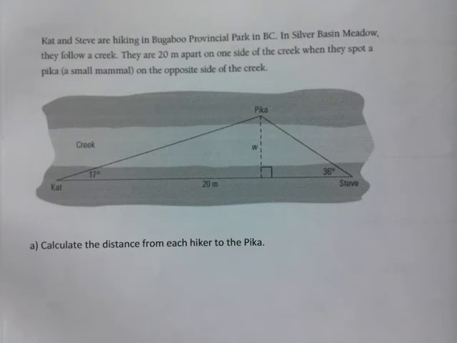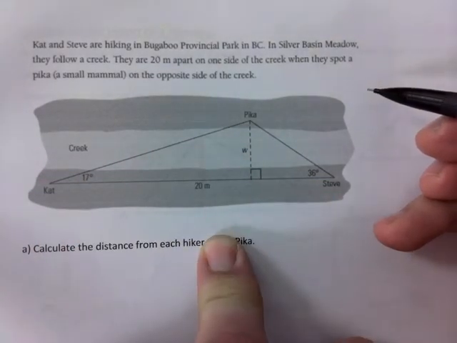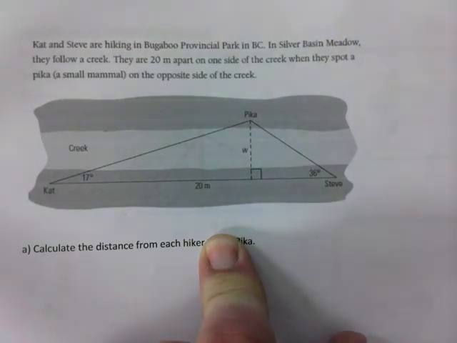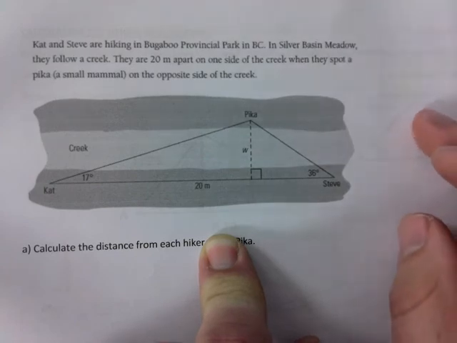They follow a creek. They are 20 meters apart. On one side of the creek, they spot a pika, which is a small mammal, on the opposite side of the creek. You recognize that, right? In this case, I give you a diagram, so I don't really call this a word problem yet, because the diagram is provided and it's filled in with all the information you need.